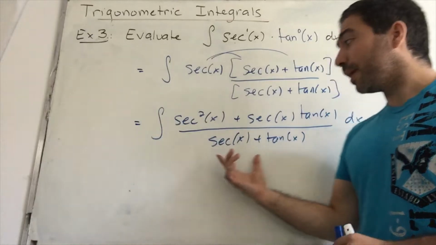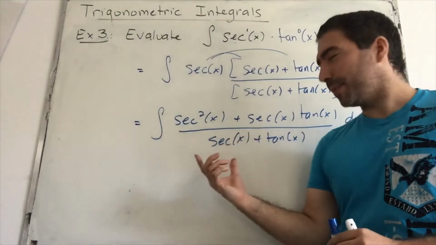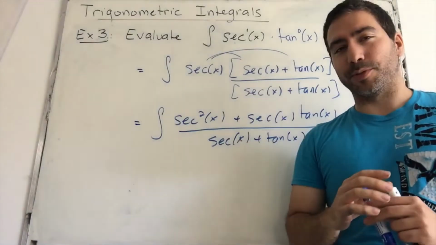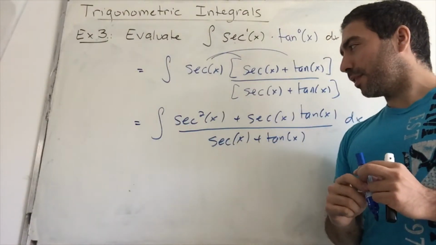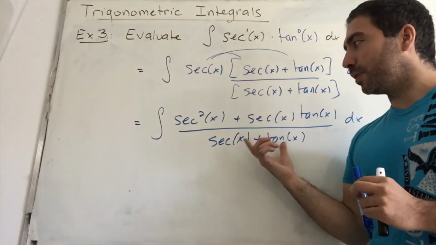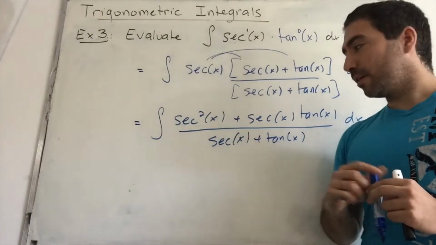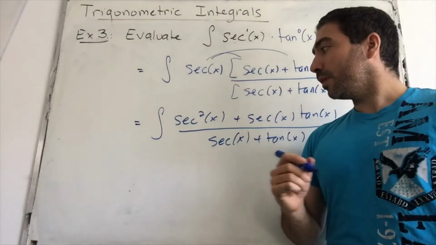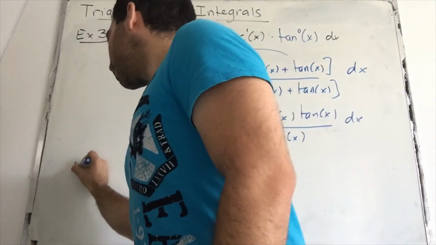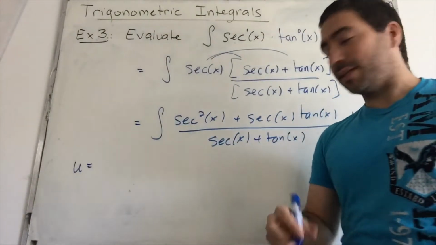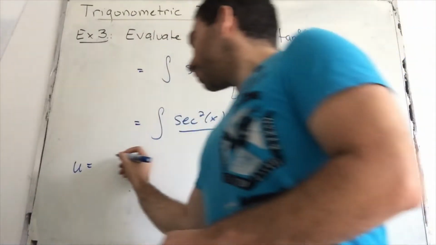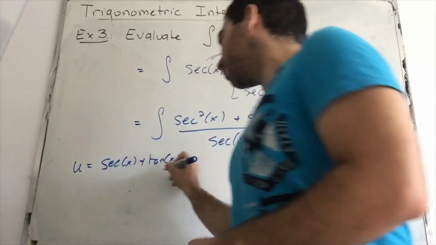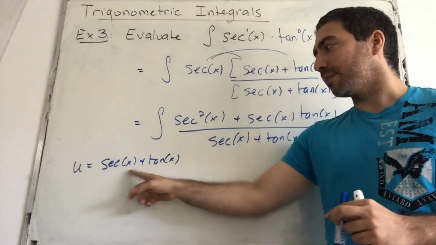So the observation that you have to make, if you want, you can pause the video, give this a shot, think about it a bit. But this is a good thing because we could solve this with a u substitution. Try to think about what you would let your u be in this case to solve this integral. So the answer to that, you're going to let u equal the entire denominator, secant plus tan.